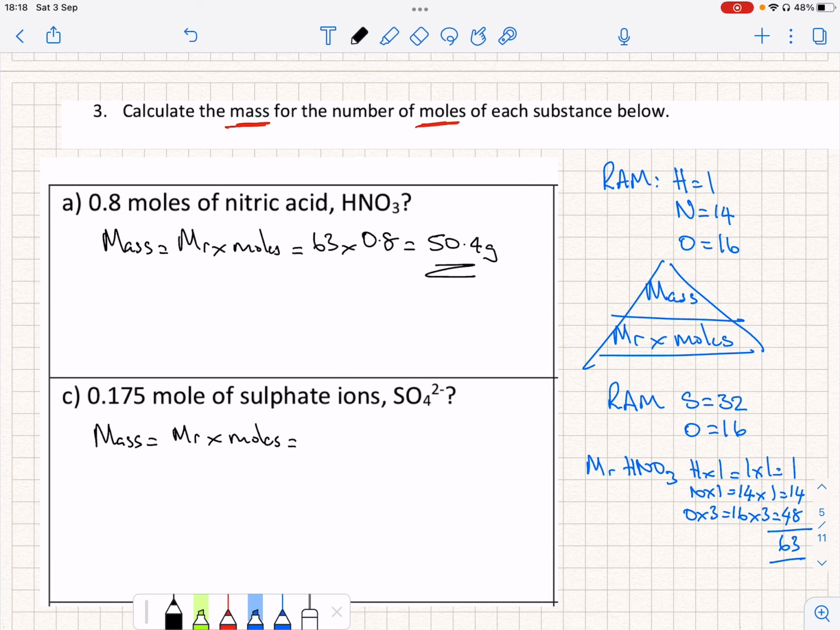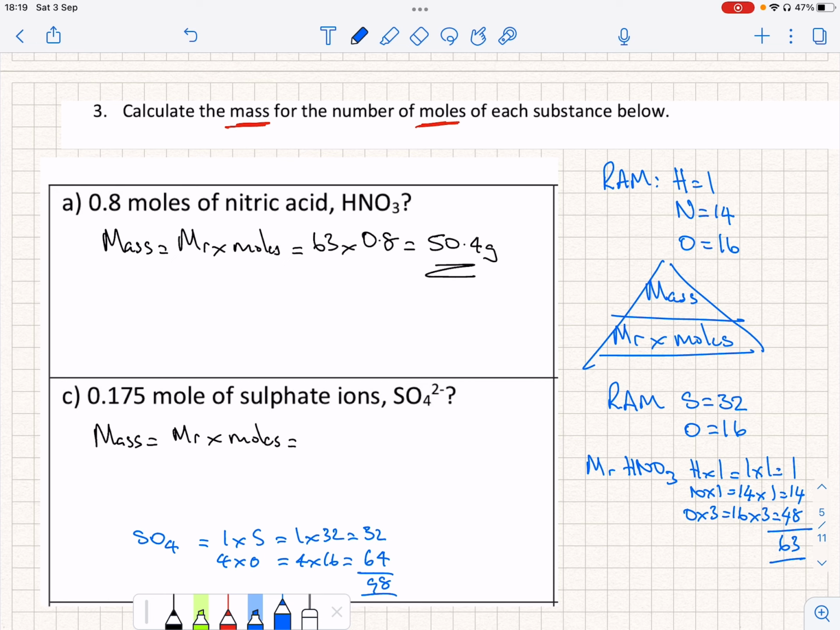The Mr, let's be careful, let's work that out. I'll just do it underneath here. If you're working out the Mr for this, you have got 1 lot of sulfur and 4 lots of oxygen. Sulfur's mass is 32, so that's 1 times 32 is 32. Oxygen's mass is 16, so that's going to be 4 times 16. That is going to be 24, 64. Add those up, and that's going to give me a total of 98.